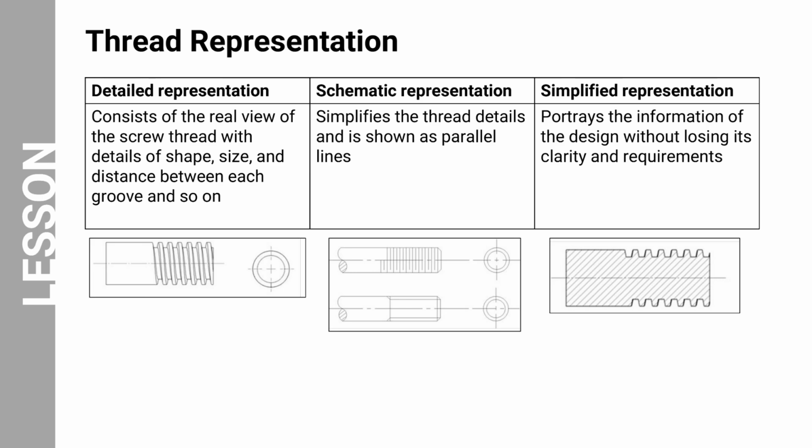A detailed representation consists of the real view of the screw thread with details of shape, size, distance between each groove, and so on. The problem with the detailed representation is the amount of time it takes to complete the drawings and the difficulty in drawing such details. A schematic representation simplifies the thread details and is shown as parallel lines. The simplified representation portrays the information of the design with as little detail as possible, without losing its clarity and requirements.